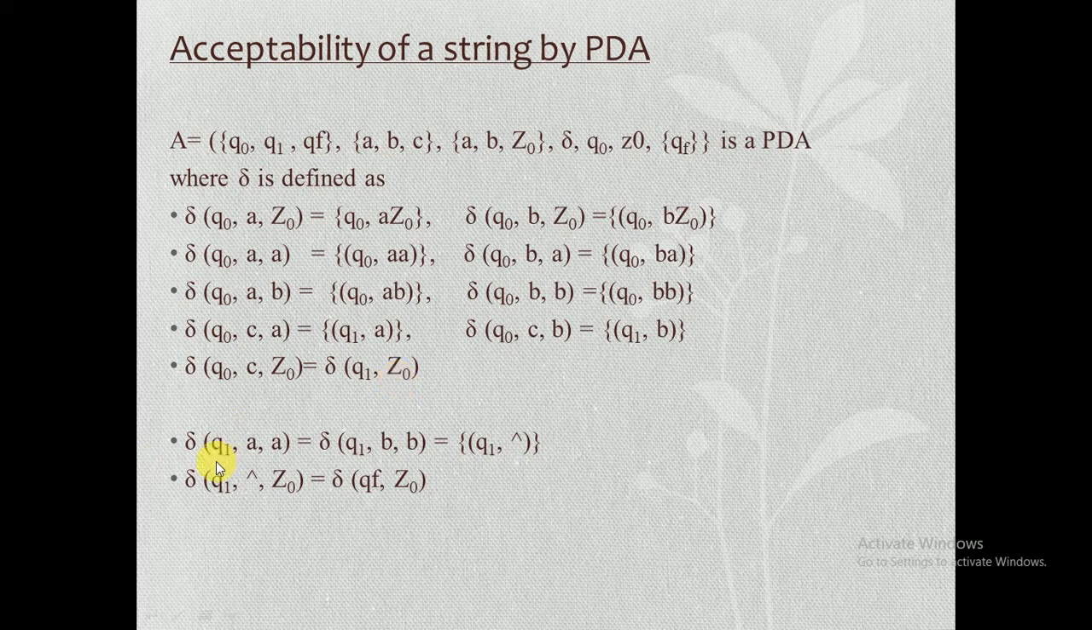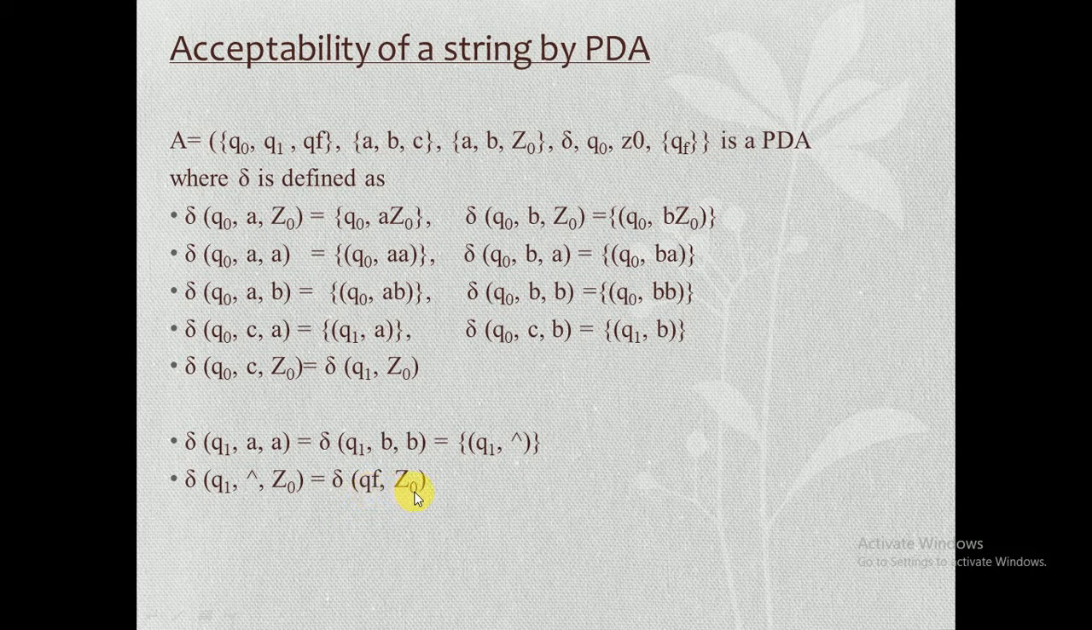So when you are in the intermediate state, that is Q1, and you have the same input and same TOS, you will get Q1, null. It means that you will have to remove A from the input and A from the top of the stack. Similar rule for B, B, right? So when you have nothing to process, that is your input string becomes empty and you are at the intermediate state and you have only Z naught at the top of the stack, you ultimately enter into your final state, that is QF, Z naught.